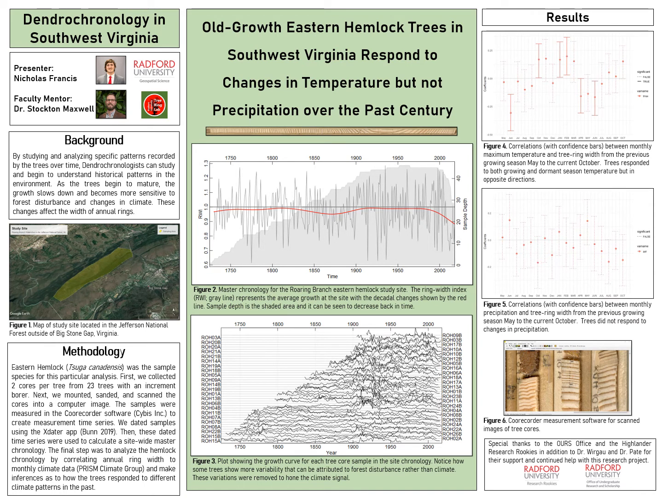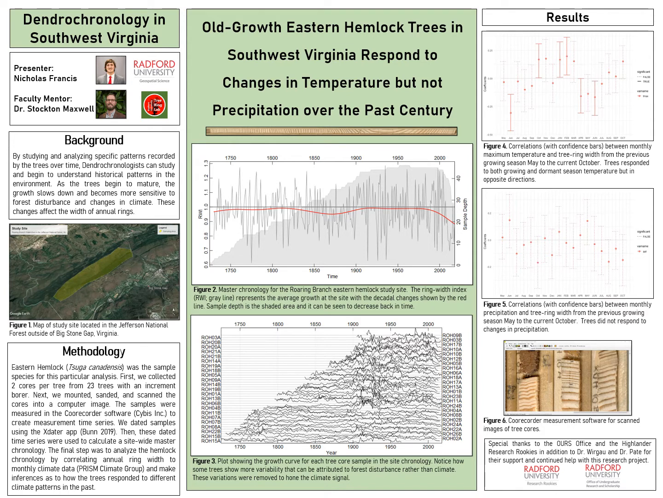The eastern hemlock is the sample species for this particular analysis. We collected these samples in the Jefferson National Forest just outside of Big Stone Gap, Virginia. There were 2 core samples collected per tree from 23 trees with an increment borer, so a total of 46 samples. An increment borer is kind of a hollow drill bit that you basically screw into the tree and then take this core sample out on a little tray.